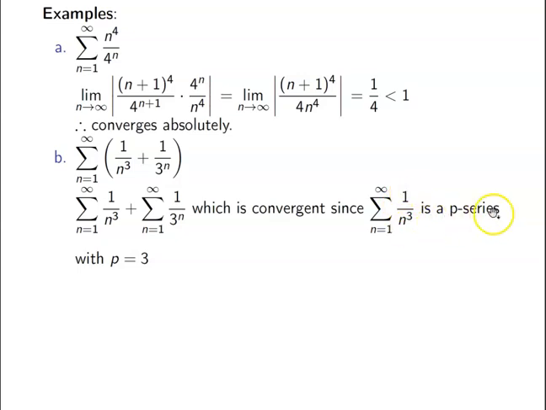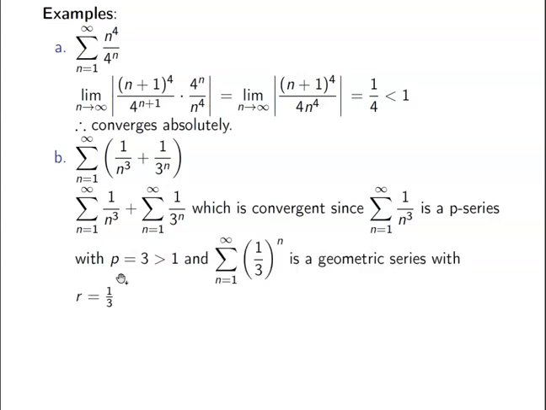So 1 over n cubed is the p series with p equals 3, which is larger than 1. Okay. And this is the geometric series, right? So I could use the ratio test, but I noticed that it was a geometric series. Much easier to talk about it in those terms, right? So 1 over 3 is less than 1, so this is convergent as well. So this is the sum of two separate convergent series. So it's much easier to split these apart.